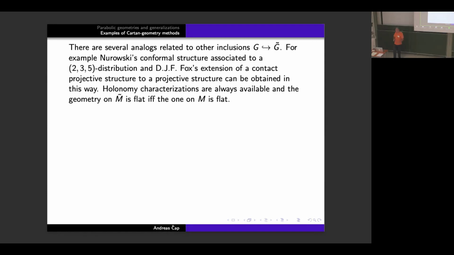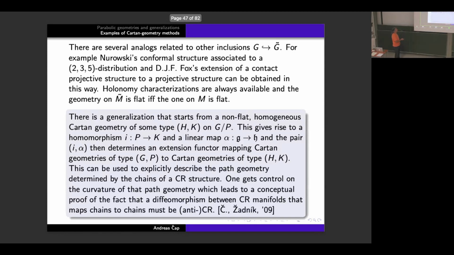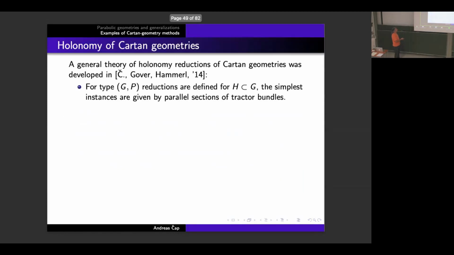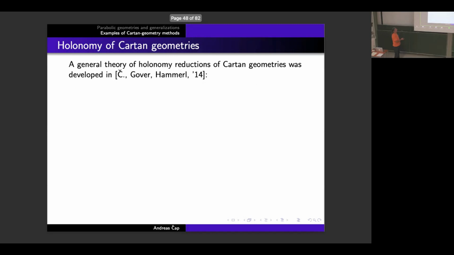I'll skip over the next parts, which describe generalizations of this. There is a generalization of the Fefferman type constructions, which is called extension functors, in which even the homogeneous model can give rise to a non-flat geometry. And again, this gives interesting examples.